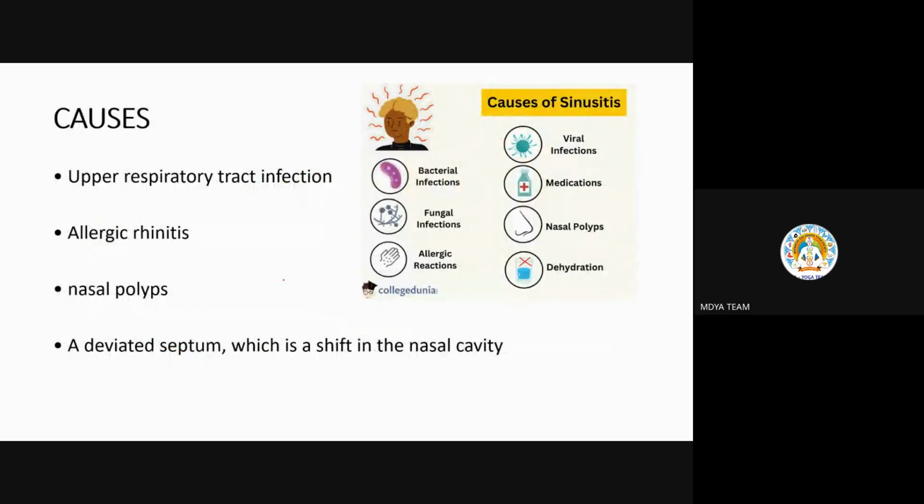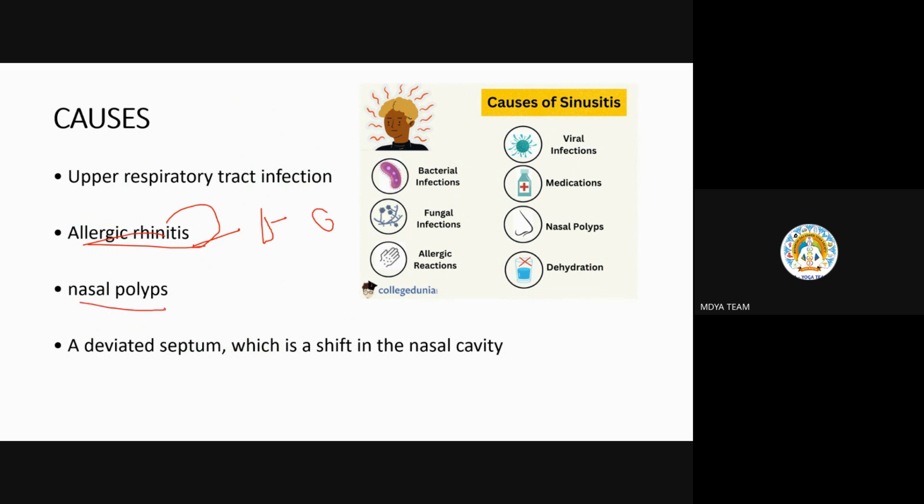Okay, so now the main disease is done, and now we will understand the causes. What are the causes? Upper respiratory tract infection can lead to sinusitis, and these are very common. Allergic rhinitis, with congestion in the nostril or blockage in your nasal mucosal membrane, can also lead to blockage in your sinuses. Blockage in the nose can lead to blockage in the sinuses. So allergic rhinitis could also be a cause for sinusitis.